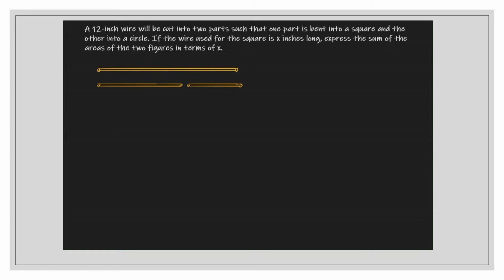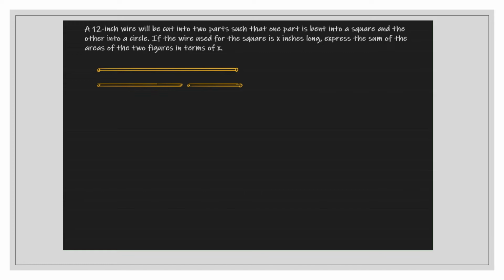A 12-inch wire will be cut into two parts such that one part is bent into a square and the other into a circle. If the wire used for the square is x inches long, express the sum of the areas of the two figures in terms of x. So let us first illustrate the problem.